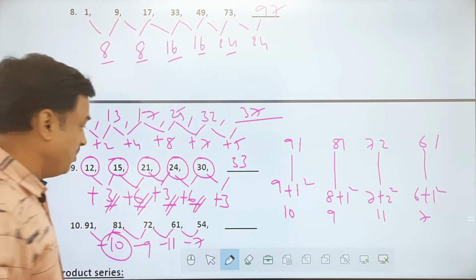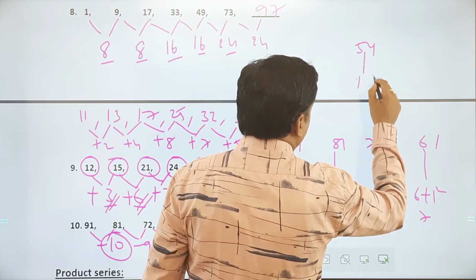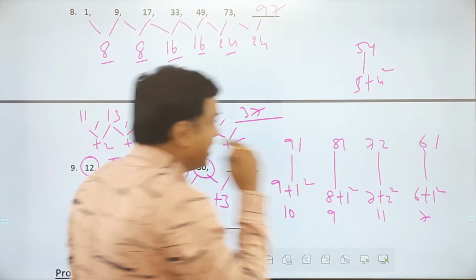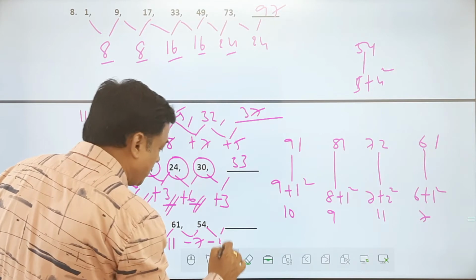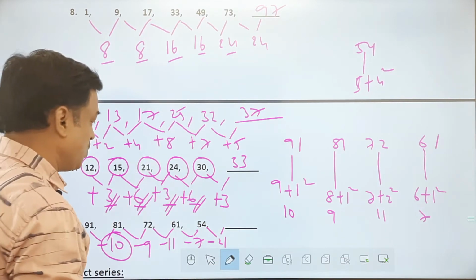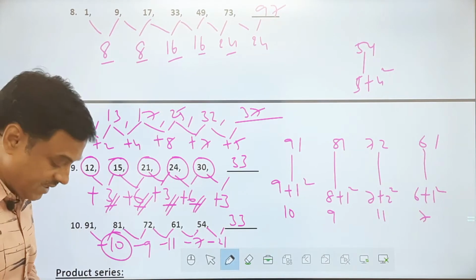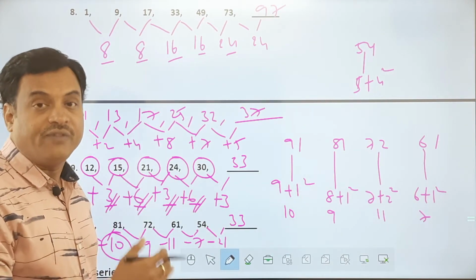So what is the next number here? We have 54. So for 54 what will it be? It will be 5 plus, say it is 5 plus 4 square. 4 square is 16. 16 plus 5, 21. I should subtract 21 here, which is going to be 33. So my final answer to this series is 33. Okay. So these are the examples on different series.